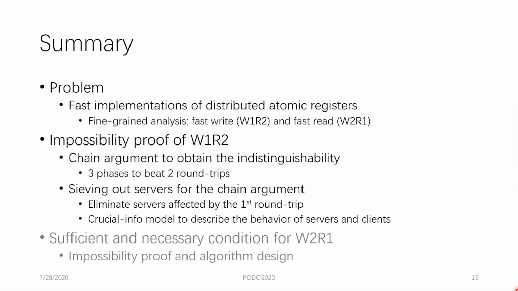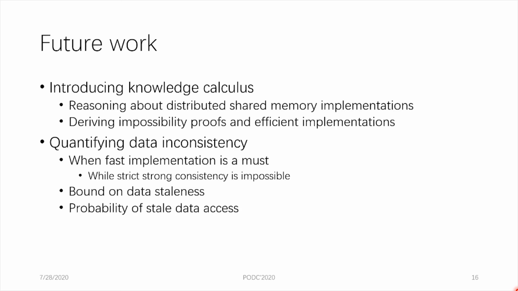In summary, we analyze fast implementations of atomic registers in a finer granularity. For fast write implementation, we give an impossibility proof. For fast read implementation, we derive the necessary and sufficient condition, and we also give the impossibility proof and algorithm design. In our future work, we plan to use the knowledge calculus to reason on the impossibility proofs and the implementations of distributed shared registers. That's the end of my presentation.